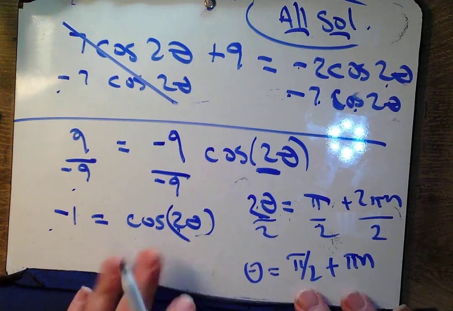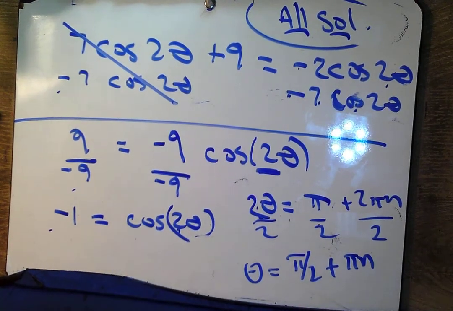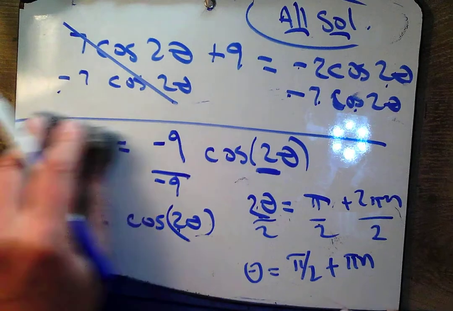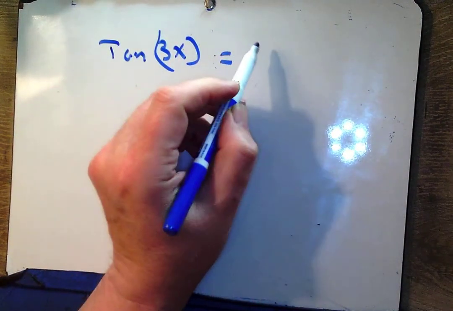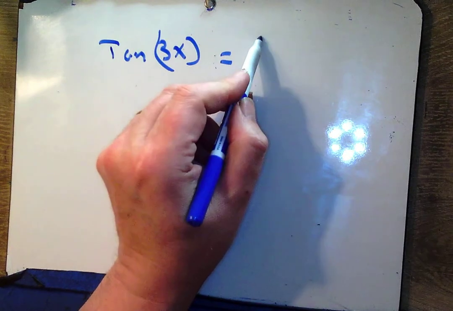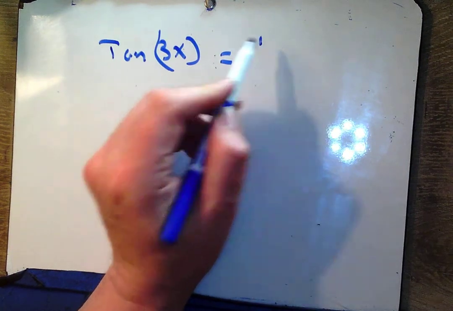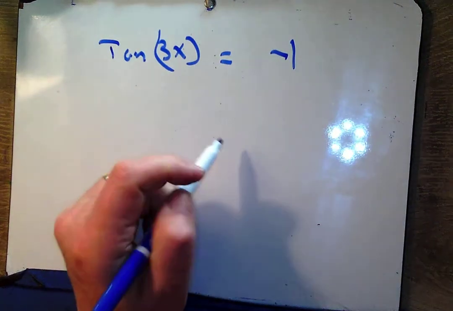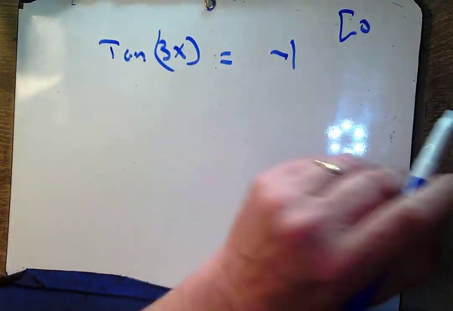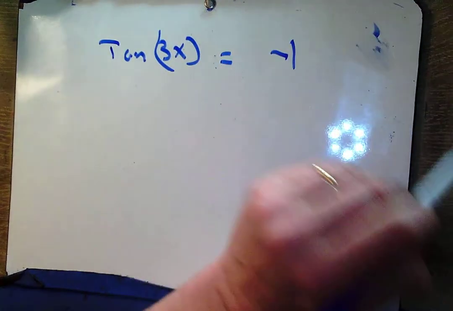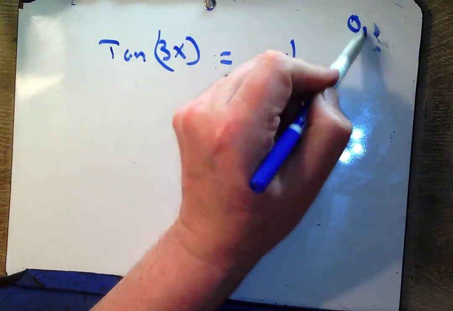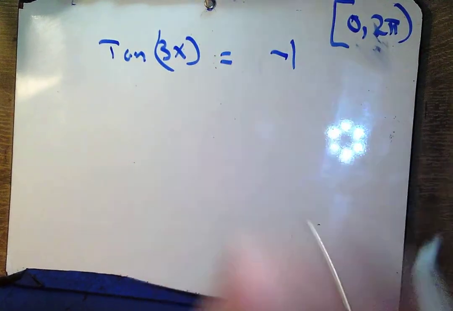Okay? Hey, let's take a look at another tangenty one. There's something I want to remind us of with tangent things. How about tangent 3x equals negative 1. Okay. And again, I'm looking, no, I want all solutions. No, let's do 0 to 2 pi. We can start the conversation now.